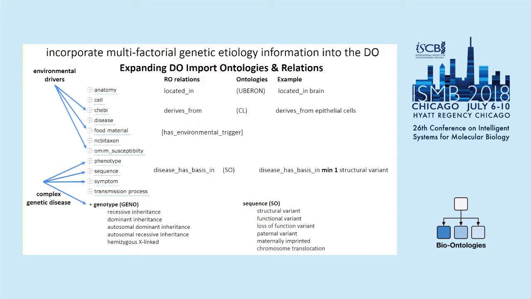On the left, I'm showing you the ontologies we're using for environmental drivers, the others for complex disease, and the ones we're continuing to add in. We have one more relation we'll be proposing and developing this year, the environmental trigger one. As I was saying, it's staged work. Most of the work in this last year has been on complex diseases, and we're getting into the environmental work now.